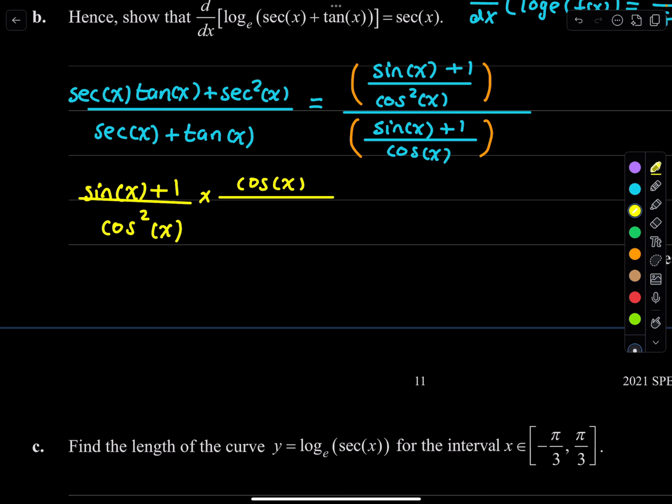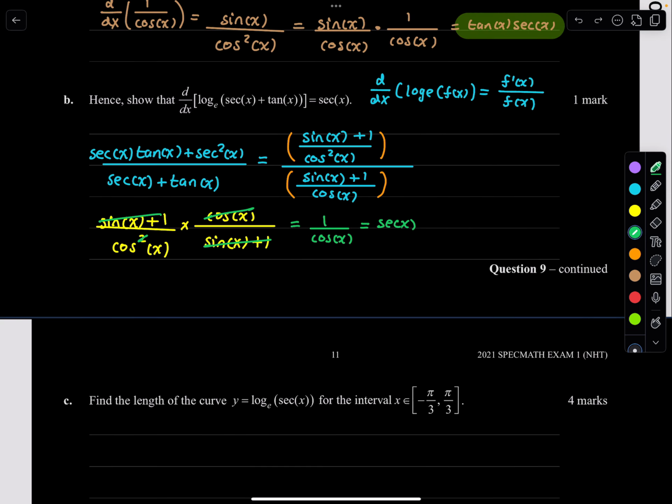Cosine x over sine x plus 1. All right, and you can see there's cancellation. These cancel out with that one, and this cos x cancels with one of these cos x. So we're left with 1 over cos x, which is, of course, secant x. We have shown that it's equal to that.